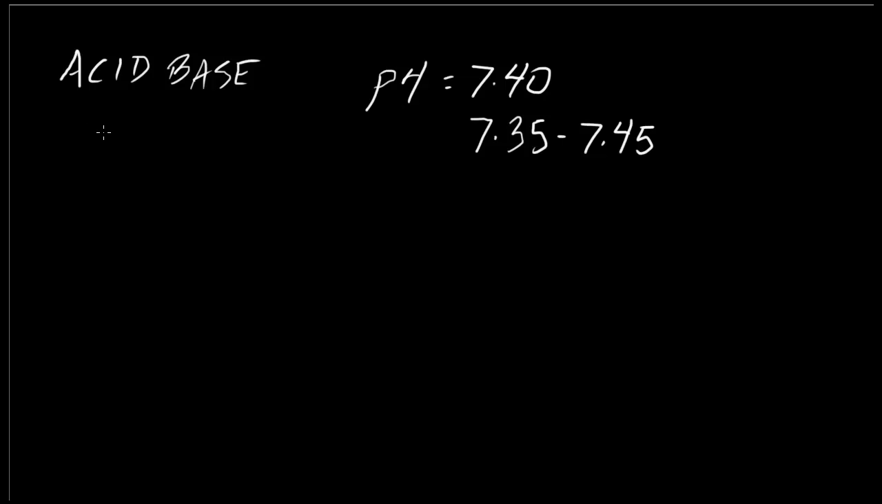There are two systems that work together to try to maintain the pH of 7.40: respiratory and metabolic.